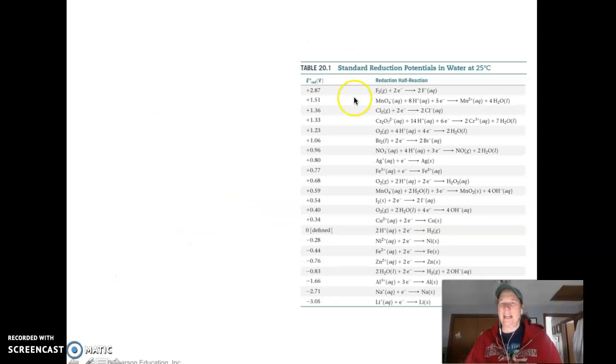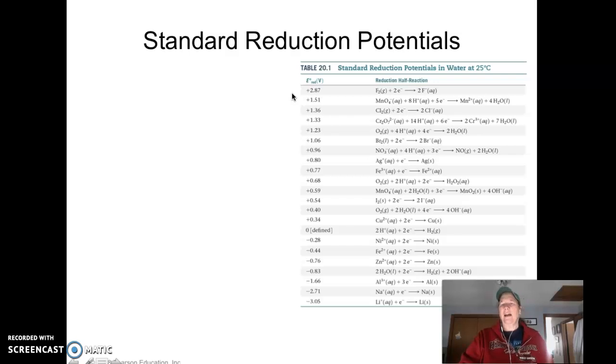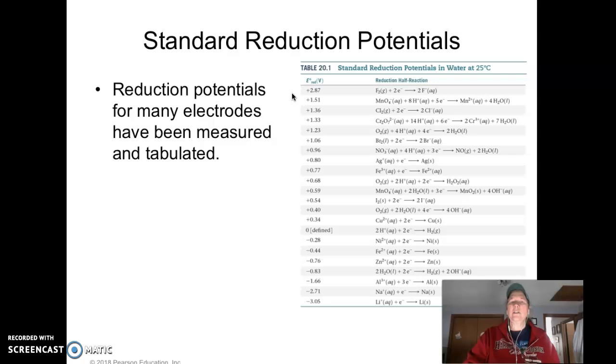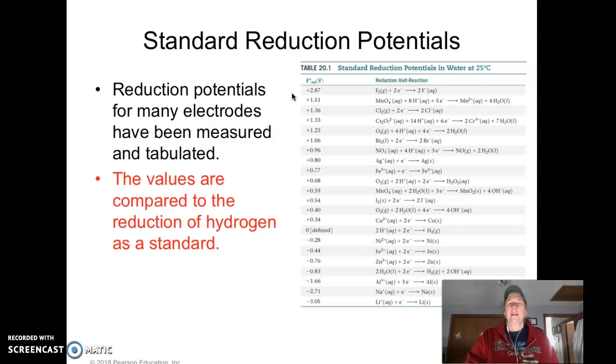Okay, and here is a standard reduction so you can see the numbers. If we take iron and we reduce it, this is how much, this is the EMF. So they've been calculated, so you just have to look them up in a chart. And honestly, if I have you do these problems, I'll give you the EMFs, okay? So reduction potentials for many electrodes have already been measured. They've already figured them out, so you just have to look them up, okay? The values are compared using hydrogen as a standard.